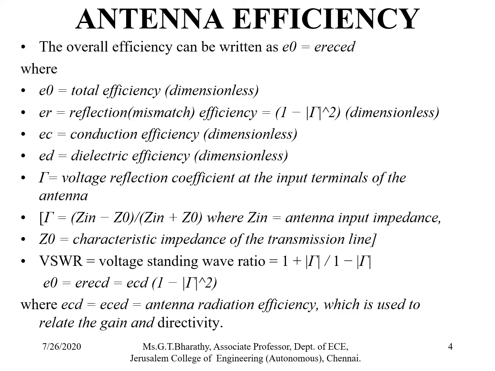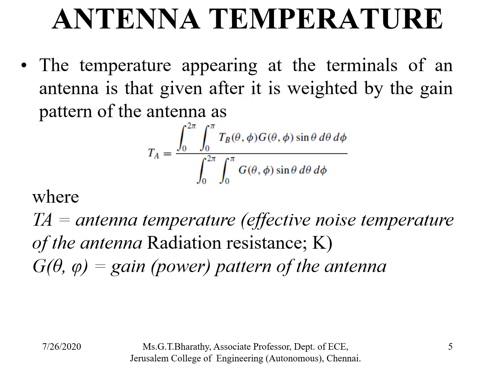We saw the expression for the antenna efficiency in terms of the reflection coefficient. We also saw the formula of voltage standing wave ratio in terms of the reflection coefficient, which is 1 plus the magnitude of the reflection coefficient divided by 1 minus the magnitude of the reflection coefficient. Next we saw the formula and definition of antenna temperature, represented by TA, in terms of the gain G, which is a function of theta and phi.